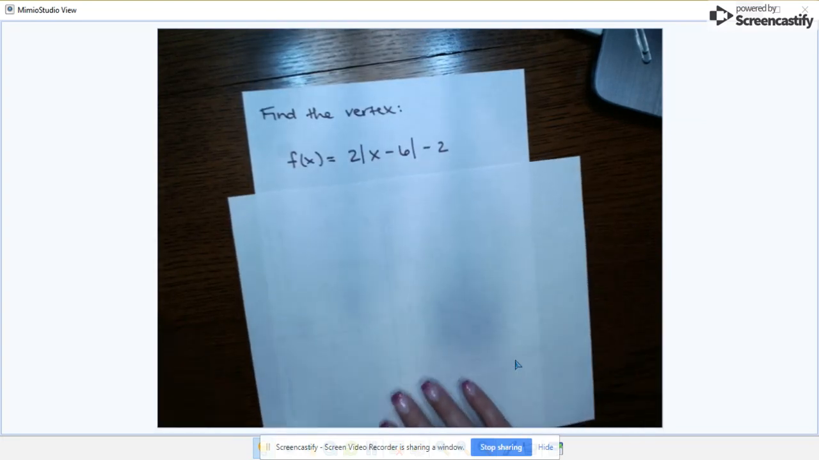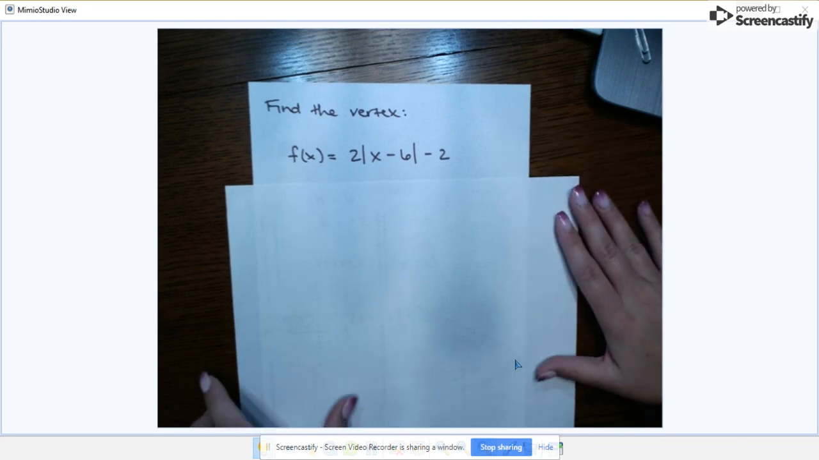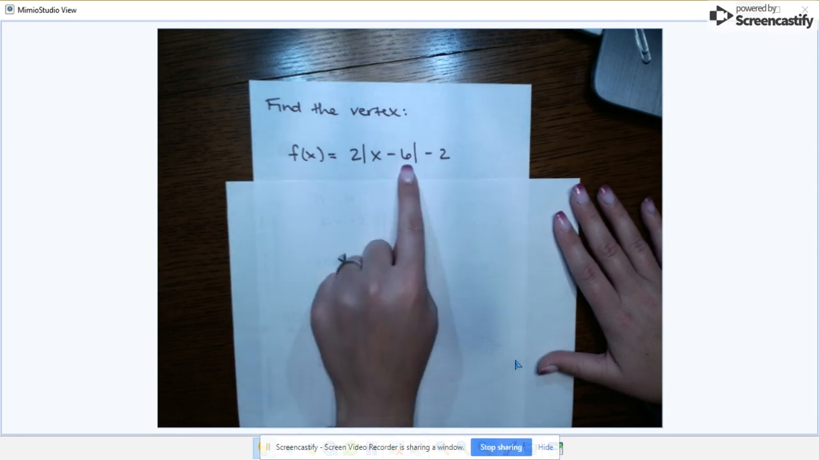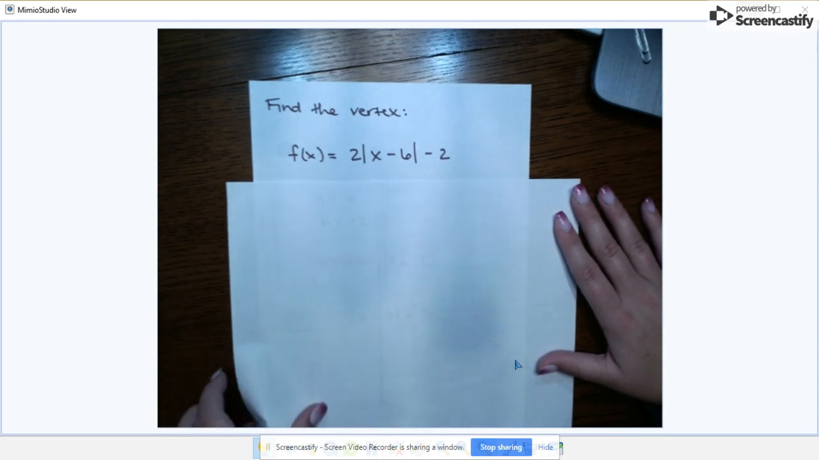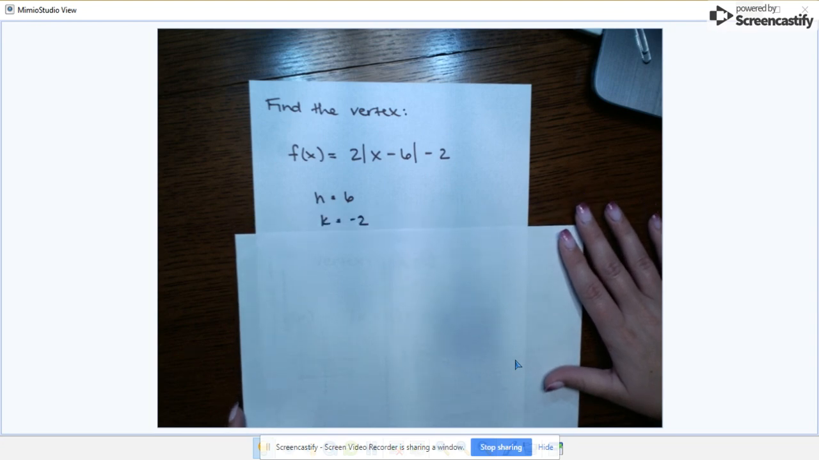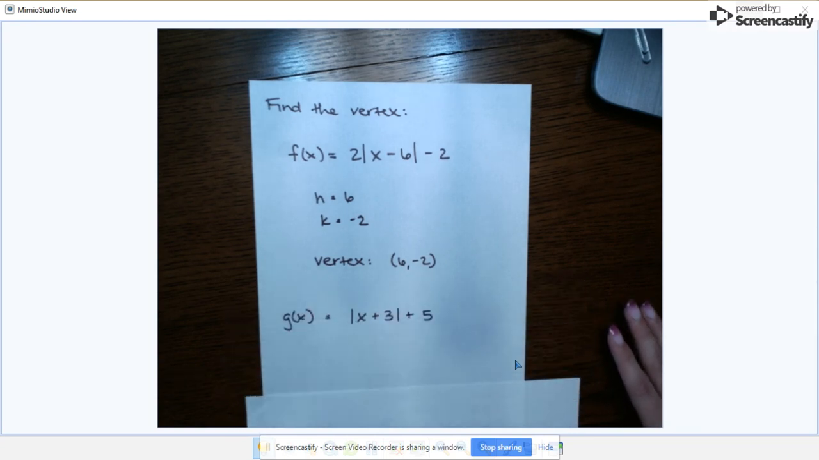Here we have 2 times the absolute value of x minus 6, minus 2. Find the vertex. Well, we need to identify my H and my K values. H comes from right here, so our H value is 6. Our K value is -2. Therefore, our vertex is 6, -2. I'd like you guys to find the vertex of this g of x function.